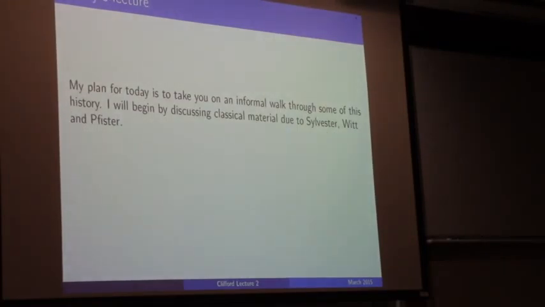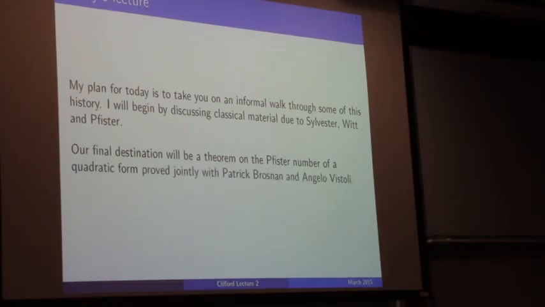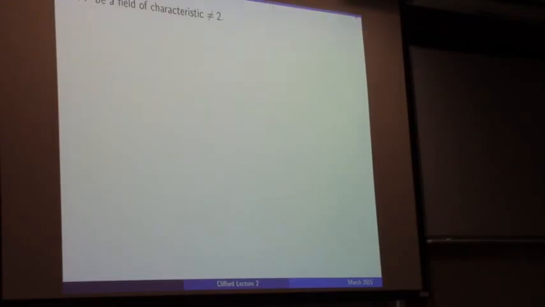So today's lecture will lean more heavily on the classical aspects of the theory. So I will be quite informal and elementary, at least at the beginning. And my final goal is a theorem on the Pfister number of a quadratic form, which I proved jointly with Patrick Brosnan and Angelo Vistoli in 2010.